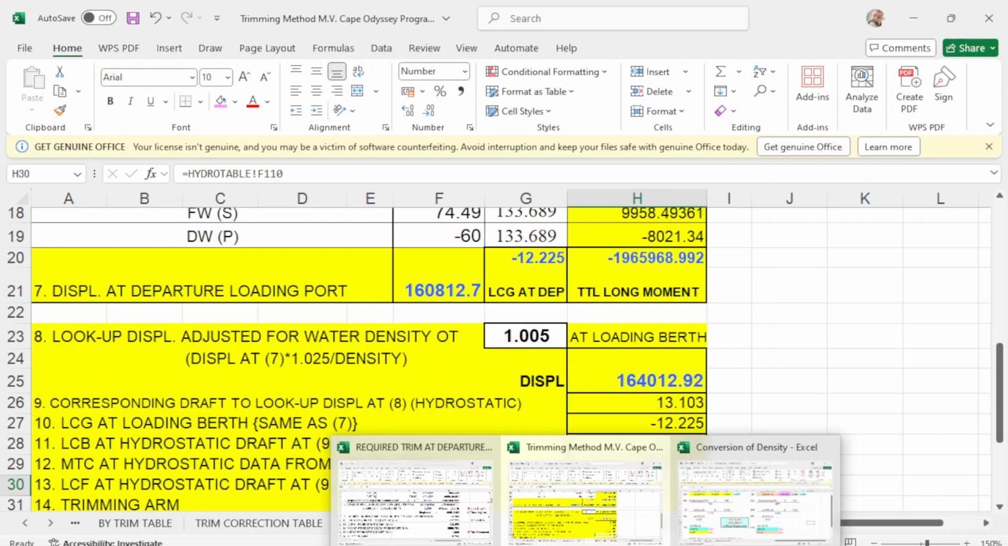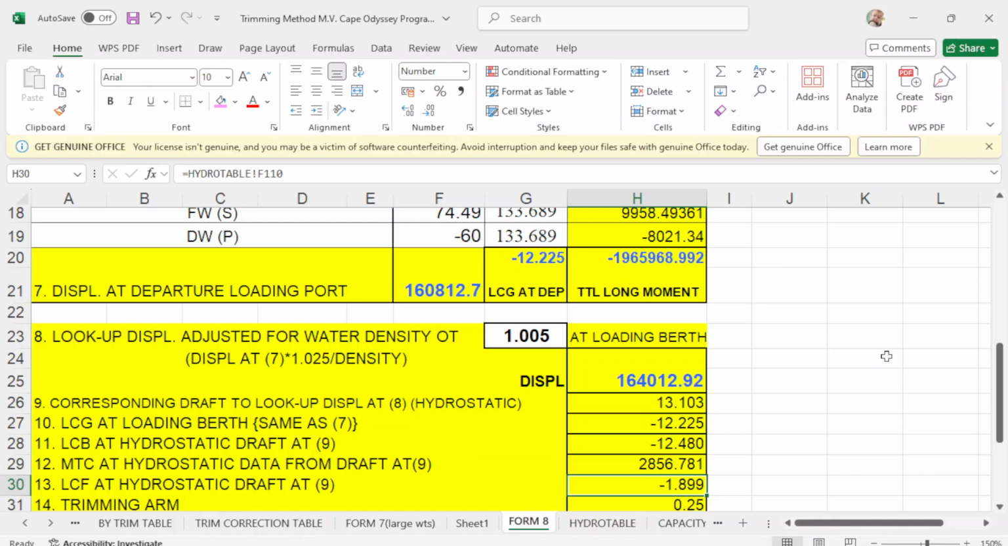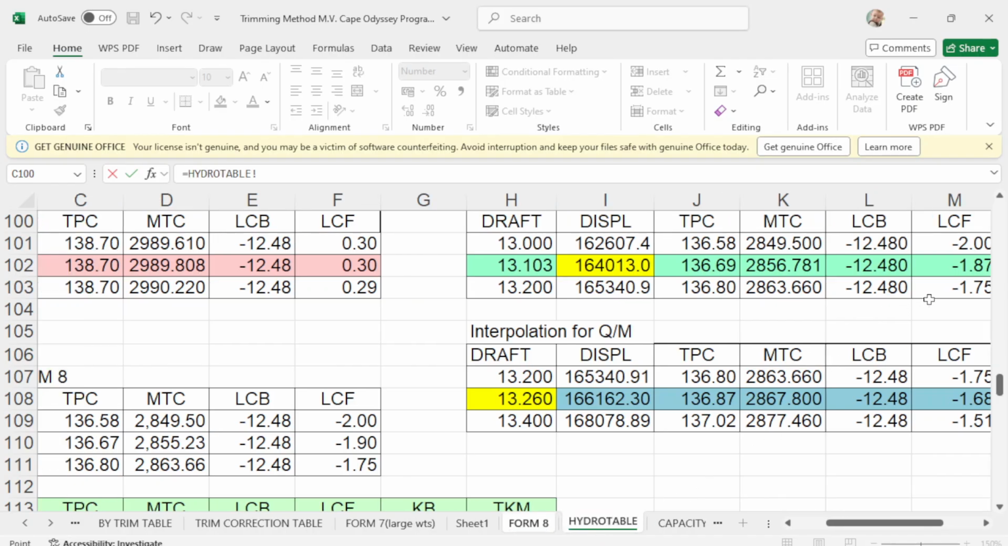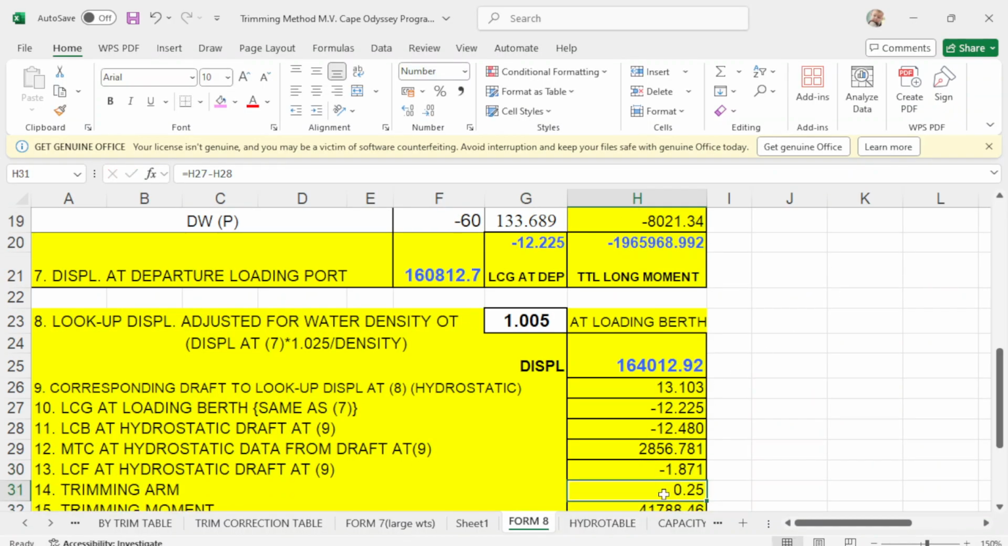We can put it like this. Go to hydrostatic table. LCF. This one. Okay. LCF. Put enter. This one. Negative 1.871.